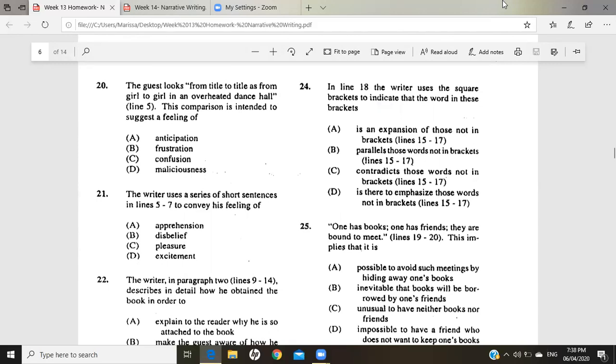So just to go over the answers for Hema, who wanted the answers from 14. Number 14 was B, number 15 was C, number 16 A, 17 A, 18 C, 19 B, and 20 A. And 21, Marie, is apprehension. So the answer for 21 is A, apprehension, meaning that he was feeling anxiety or fear because he knew what was going to take place.